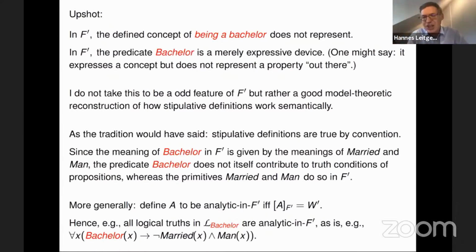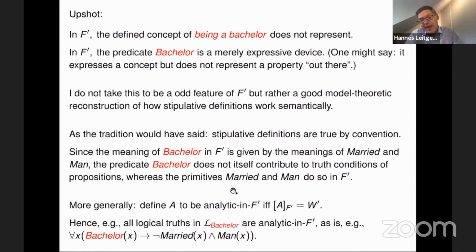But there, the predicate bachelor or the concept of being a bachelor doesn't have any role whatsoever anymore. Okay, the meaning of the bachelor predicate is given by the meanings of unmarried and man. And since that is so, the predicate bachelor does not itself contribute to the truth conditions of the relevant propositions that are expressed by such sentences that involve the predicate bachelor. The primitives, unmarried and man, they do. They are not merely expressive devices.